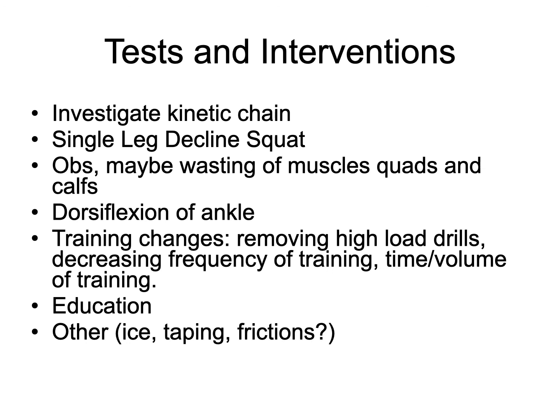So for tests and interventions, you want to investigate the kinetic chain, perhaps assess using a single leg decline squat. On observation, you want to look for any wasting of the muscles or weakness in the quads and calves. Obviously check for dorsiflexion of the ankle to check for lack of flexibility. Subjective assessment is really important, so ask people about training changes they may have made recently.